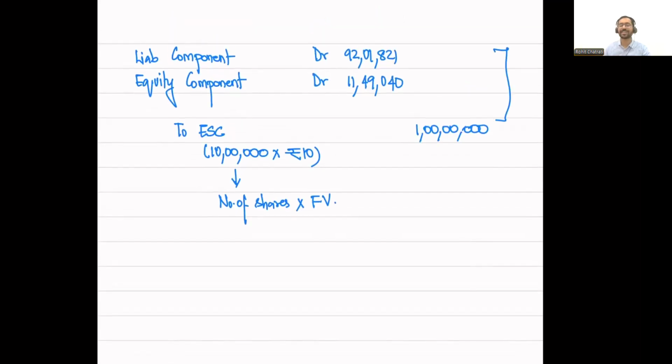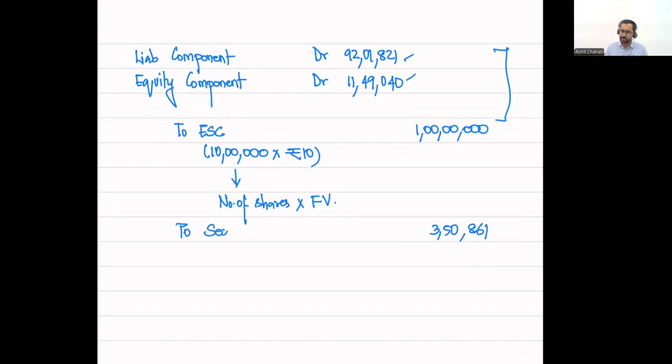Is this journal entry tallying? The answer is no. It's obviously not tallying. I still have a difference. The difference is going to be 92 lakh 1,821 plus 11 lakh 49,040 minus 1 crore rupees, which is equal to a difference of 3 lakh 50,861. The debit side is higher than the credit side.